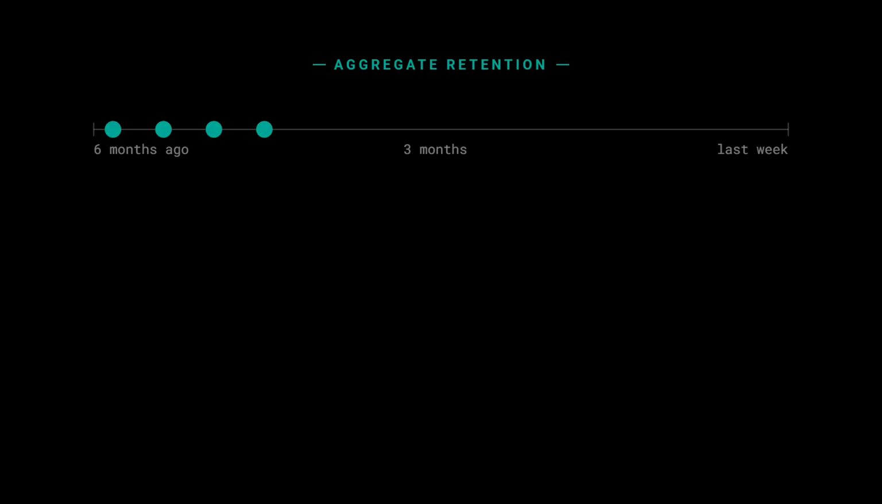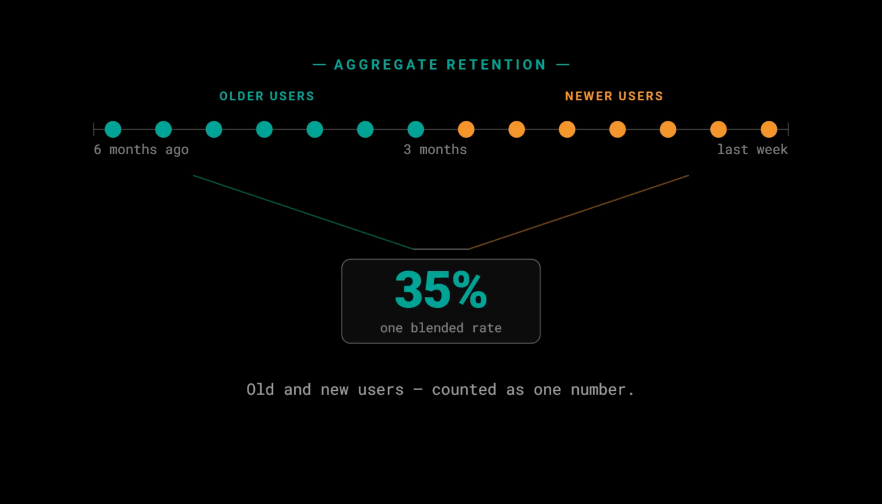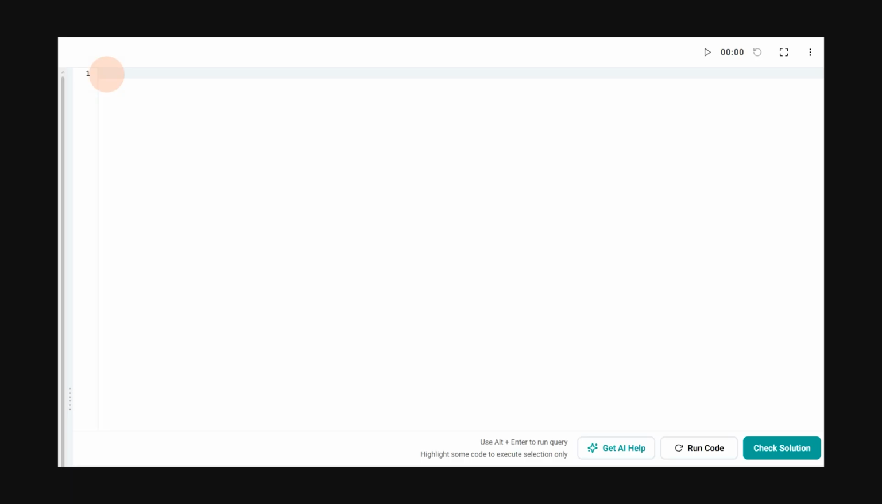But that number alone is misleading. It mixes users from 6 months ago with users from last week. Newer users churn more. Aggregate retention hides that. That's why we use cohorts. But first, let's build the base query.